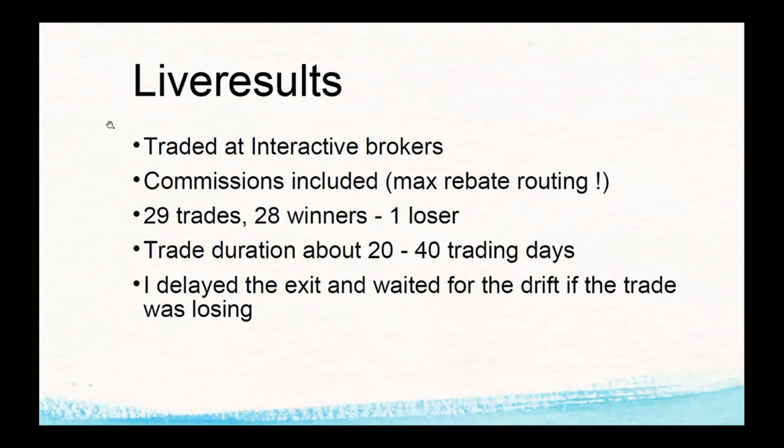I traded at Interactive Brokers. The commissions are included, and in the routing I use max rebate routing. 29 trades were made so far, 28 winners and 1 loser. Why 1 loser? Because I didn't wait for the drift. I'm a little idiot. Trade duration is about 20 to 14 trading days per system. And I delayed the exit and waited for the drift if the trade was losing.